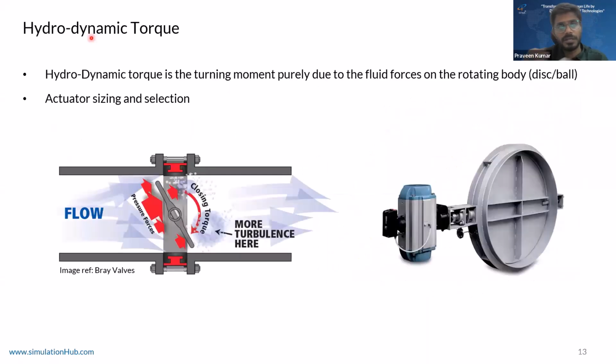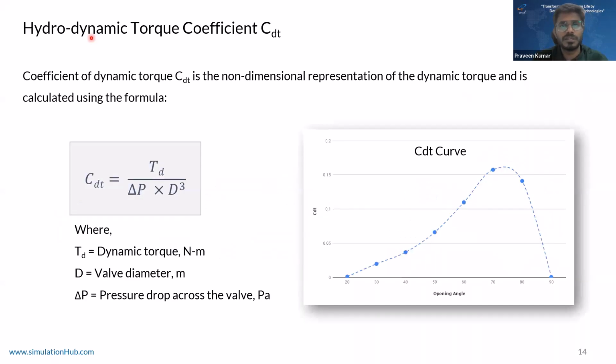Okay, so here I'm introducing another parameter, which is hydrodynamic torque, which is nothing but the turning moment created because of the difference in fluid forces on the upstream and downstream side around the rotating ball. It helps in actuator sizing and selection. The coefficient associated with hydrodynamic torque is the coefficient of hydrodynamic torque, which is CDT. Once you know the torque and pressure drop, you can calculate CDT. A typical CDT curve looks something like this.